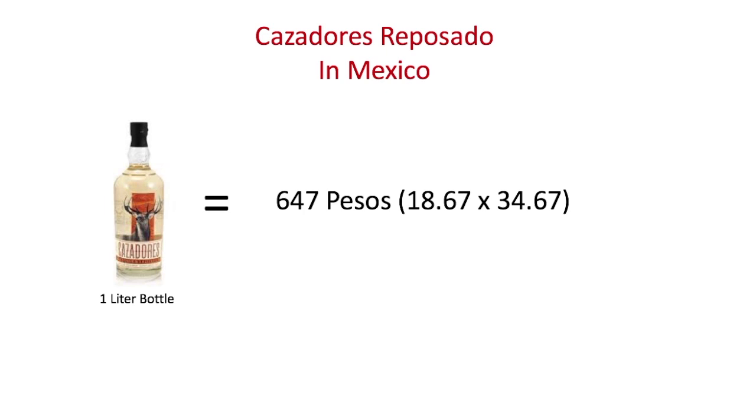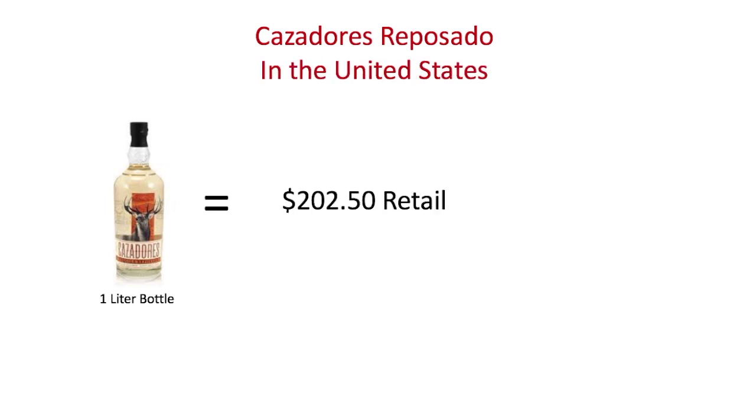This isn't math you need to do. You just enter whatever that amount is. So I'm not saying that Cazadores in your country costs 647 pesos exactly, but whatever you buy it for, that's the number you're going to enter into Bar Patrol. That's all you need to know. I'm just showing you the logic behind it. Retail here in the United States, it's $202.50 for one bottle. That's how much we get out of it when we sell it.